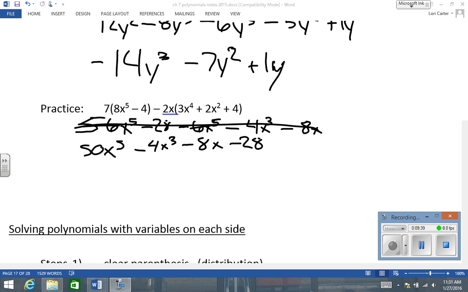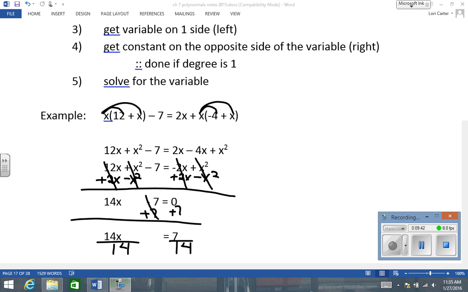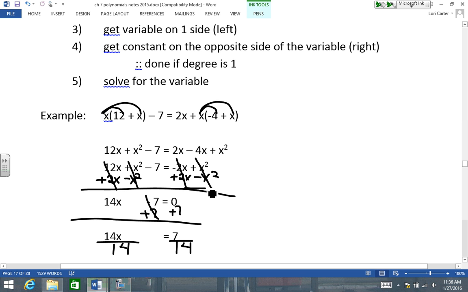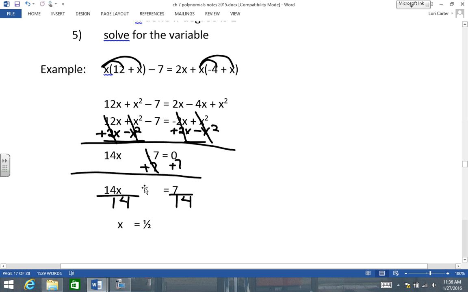Okay, this was wrong. First thing you distribute the x's. Combine like terms, so you move all the x's from the right to the left. You can do that in one step. Now I'm going to move the number to the right. Divide by 14. Your answer is 1/2.